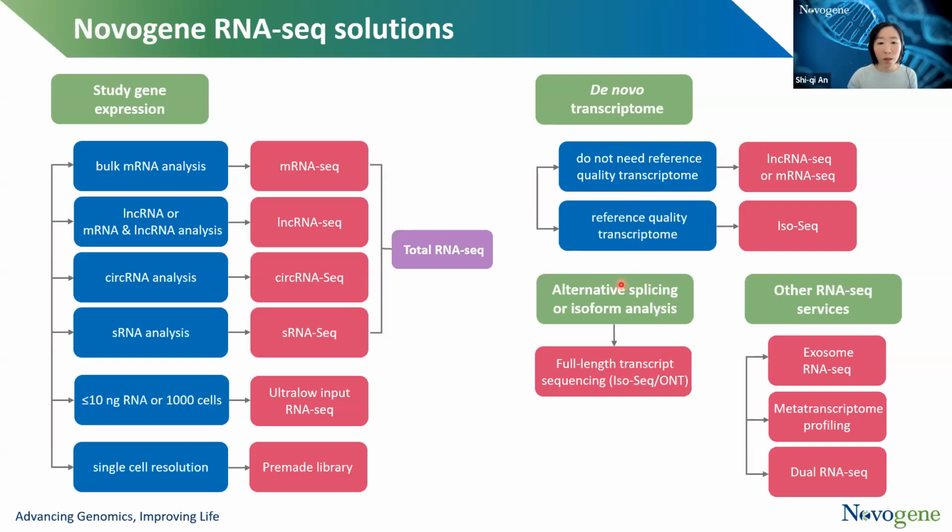Okay. So if your project is really just looking into alternative splicing or isoform analysis, then full-length transcript sequencing would be your best choice. And this will be a PacBio RNA-seq based or an Oxford Nanopore based sequencing project. Besides those, we also offer a couple of other RNA-seq services such as exosome RNA sequencing, metatranscriptome profiling and circRNA sequencing. If you're interested to know more, please visit our website for our previous RNA-seq Beginner's Guide webinar.